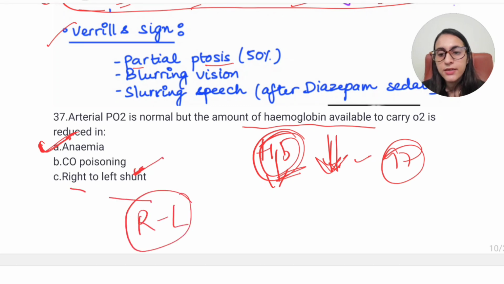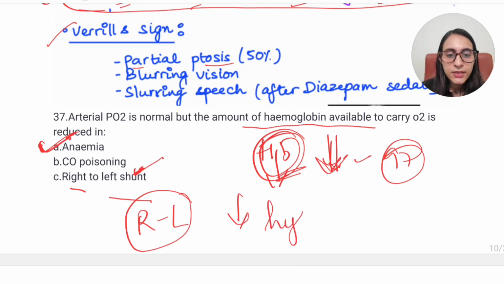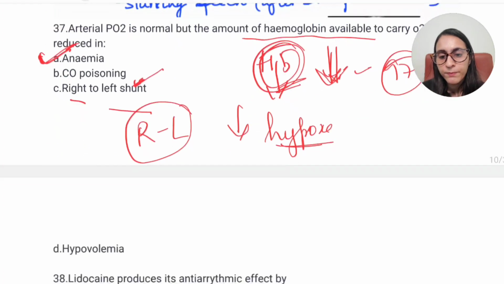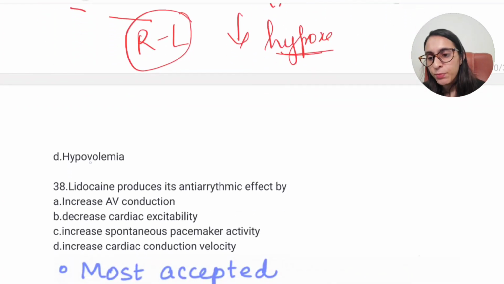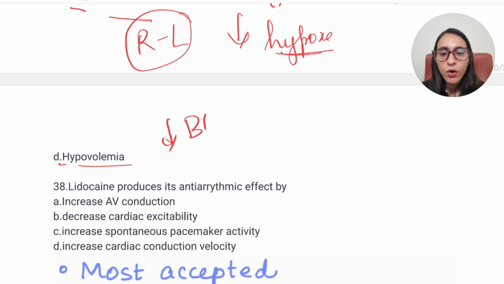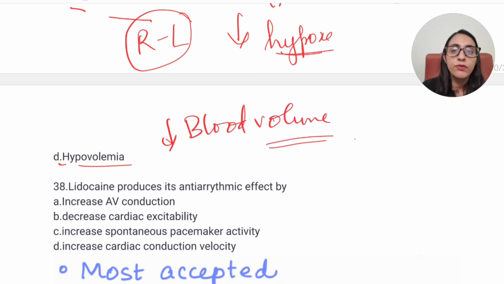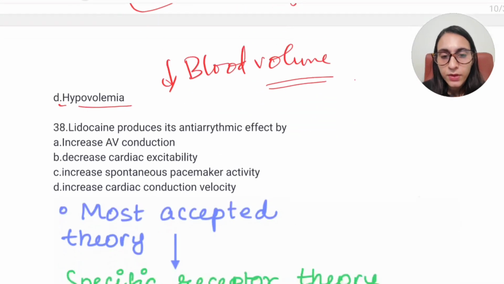Right to left shunt can result in decreased arterial oxygen levels. So it can cause conditions such as hypoxemia but does not directly affect the amount of hemoglobin. Hypovolemia refers to a decrease in the blood volume but does not directly affect the amount of hemoglobin that is carrying the oxygen.